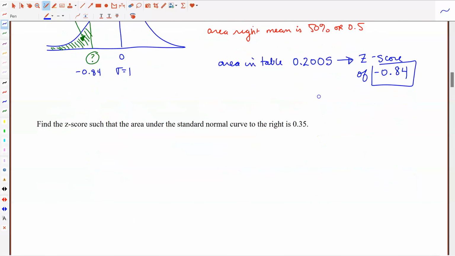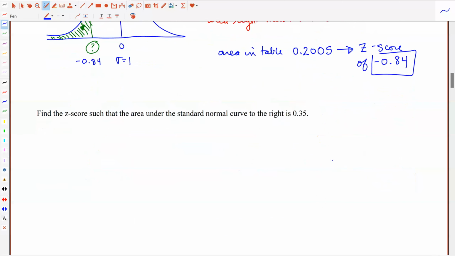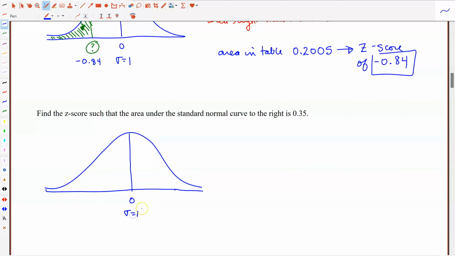Alright, let's try another one. Let's find the z-score such that the area under the standard normal curve to the right of that z-score is 0.35. Alright, so again, sketches are wonderful. So we're working with the standard normal curve that has a mean of 0 and a standard deviation of 1. I want to find the z-score such that the area to the right of it is 0.35.